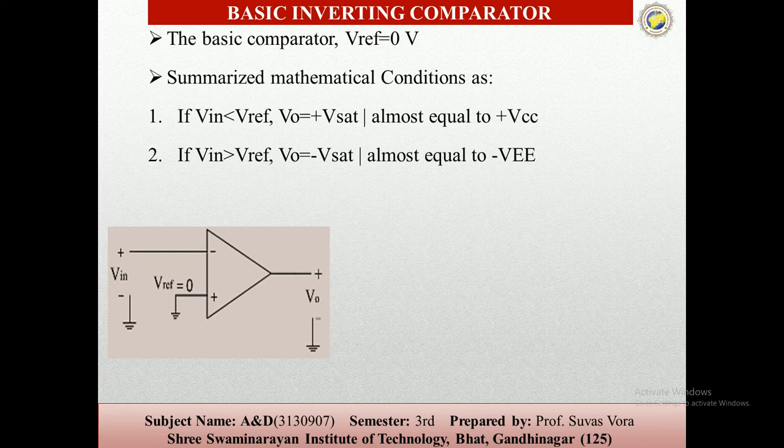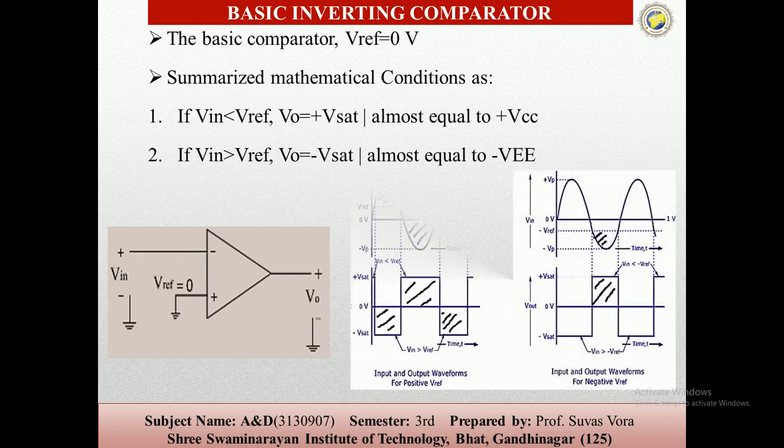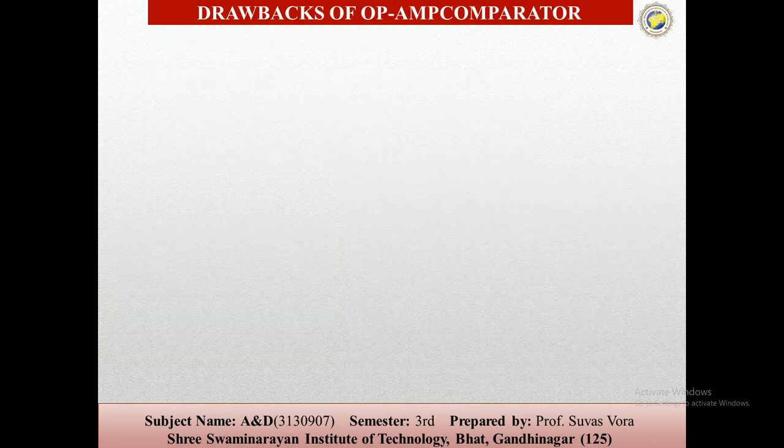So the V reference can be set other than 0 by using a battery and potential dividers as per the requirements. So you can see the figures of the positive and negative output voltage. So these are the concepts of the inverting and non-inverting comparators. So now what is the drawback of the op-amp comparators?